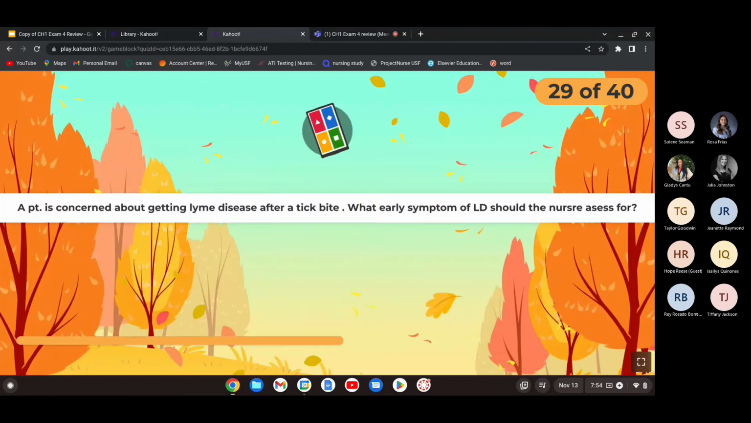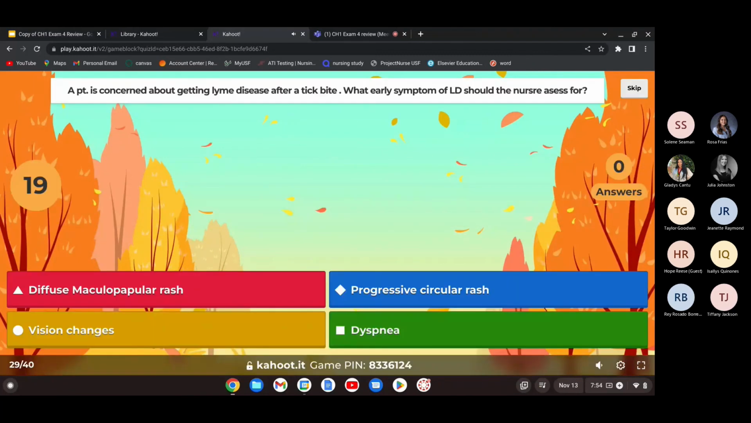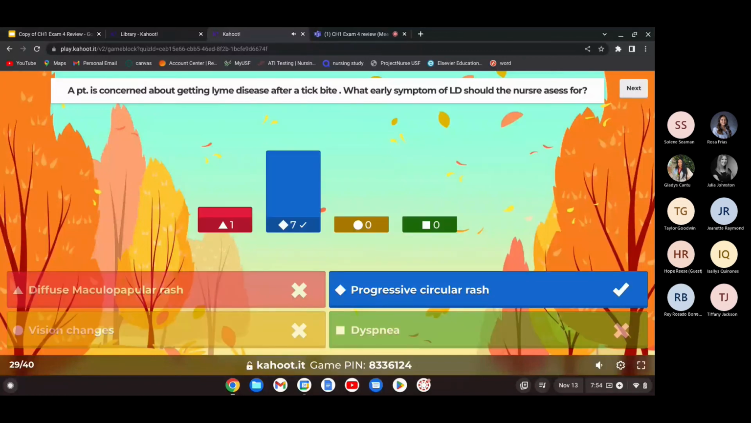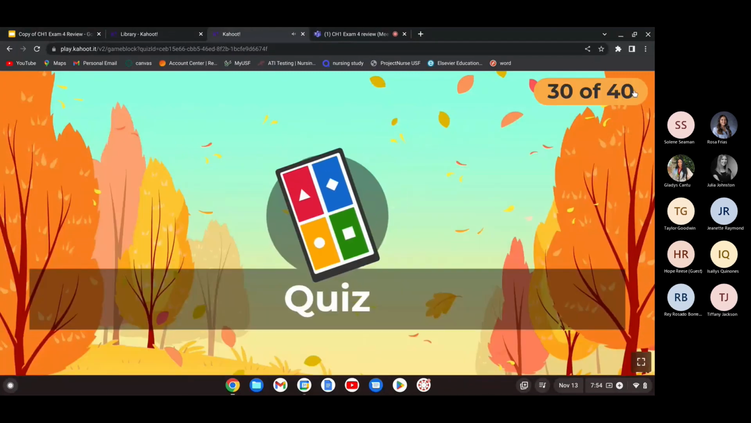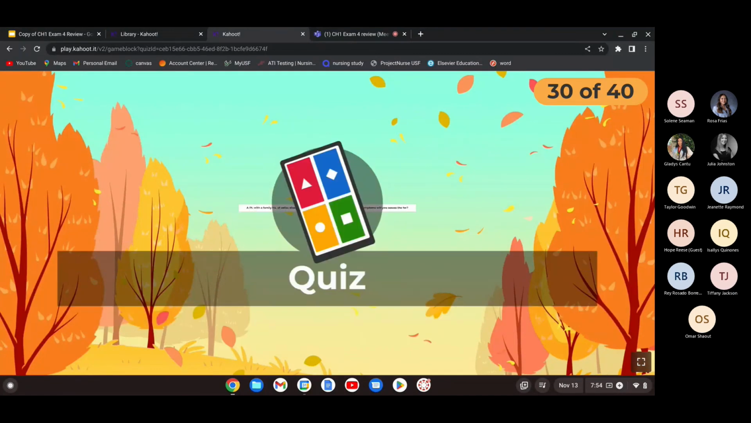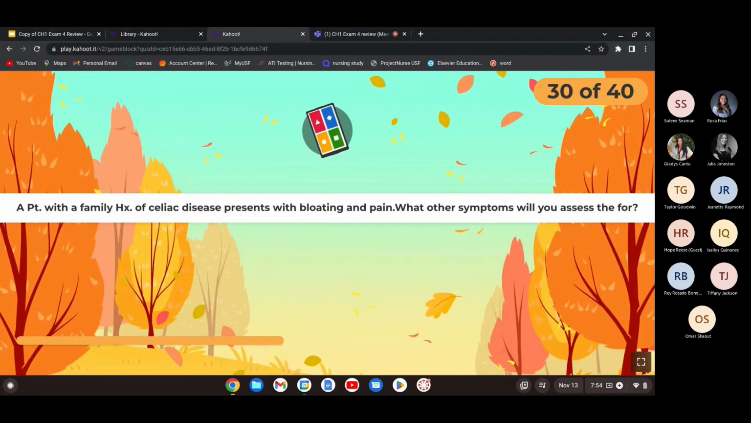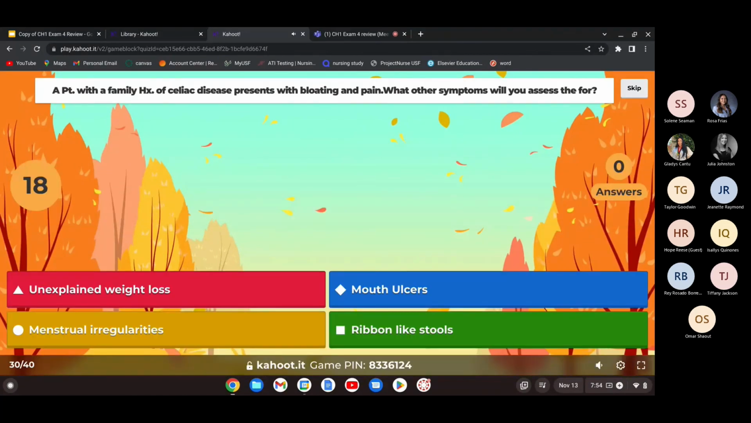A patient is concerned about getting Lyme disease after a tick bite. What early symptom of Lyme disease should the patient assess for? Awesome, progressive circular rash. It's that bullseye rash. A patient with a family history of celiac disease presents with bloating and pain. What other symptoms will you assess for?